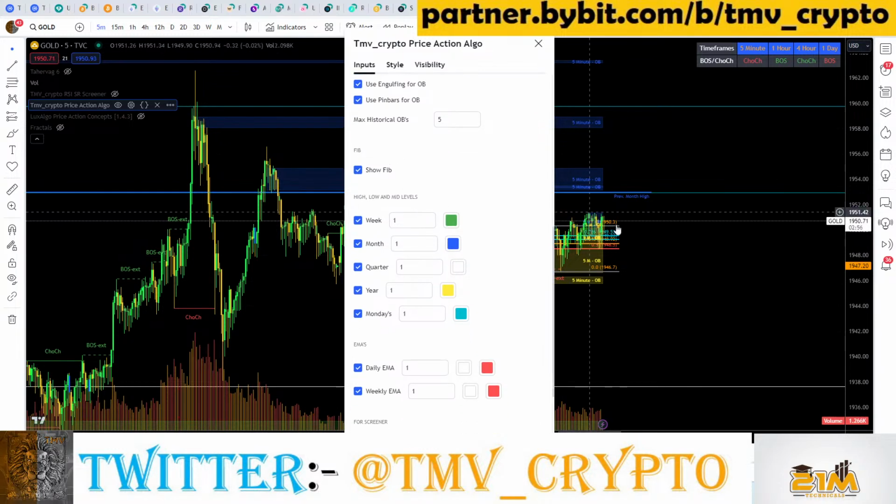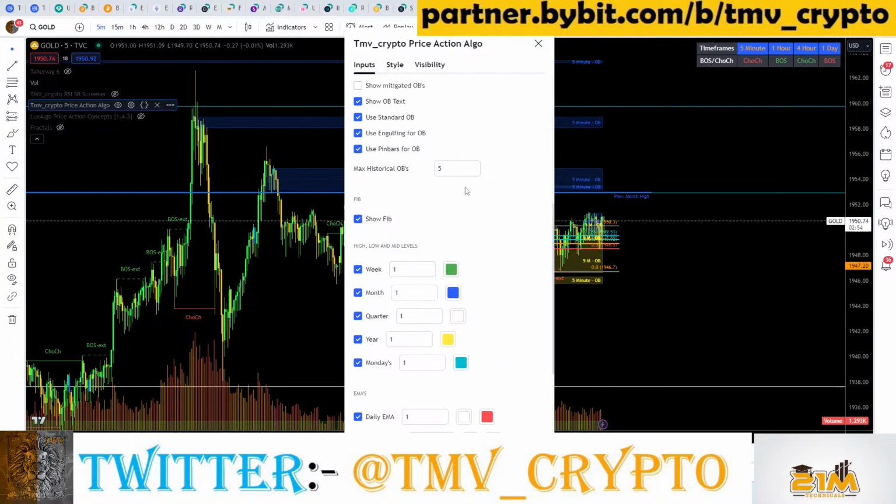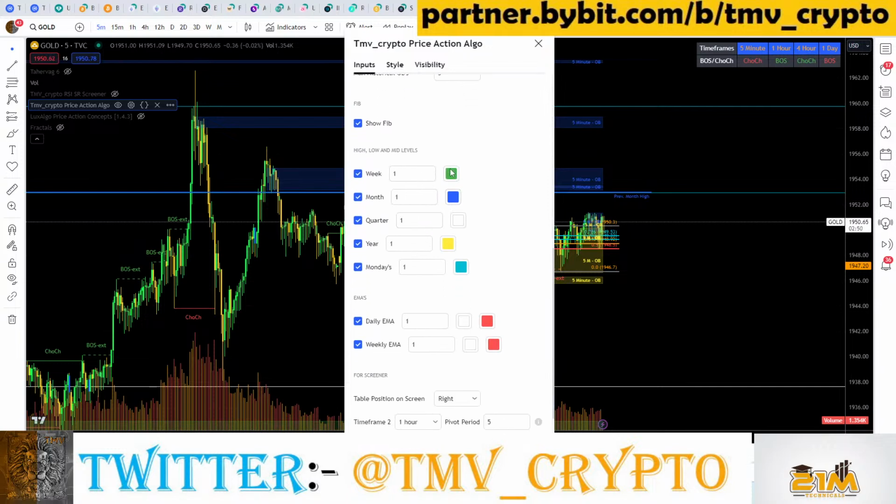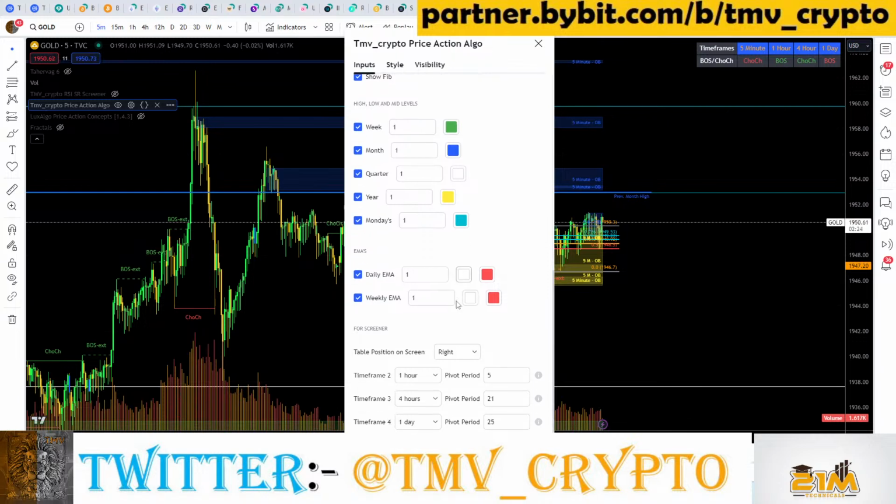Then you have fibs. Auto fibs are calculated based on the structure it has. Then you have levels like previous weekly high, low, and mid levels. So you get three levels: high, low, and mid, for previous week, previous month, previous quarter, previous year, and current Monday developing. Along with that, you also get weekly open, monthly open, quarterly open, and yearly opens. You also get the opens as well, along with the previous high, low, and mid levels.